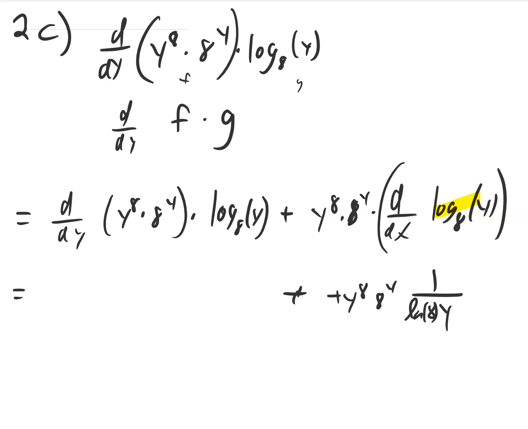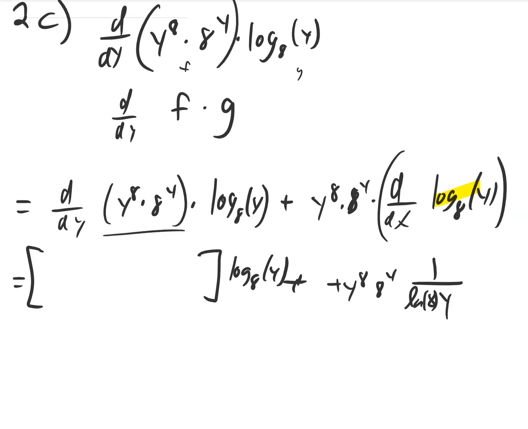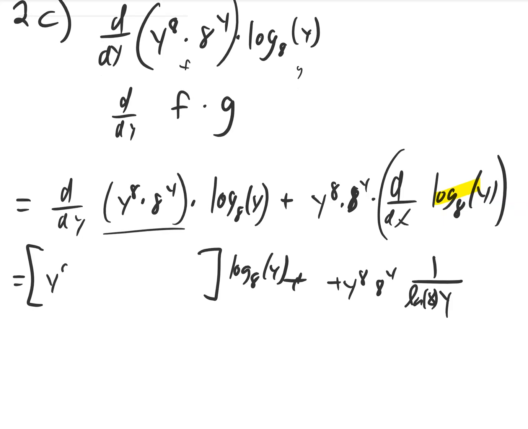All right, and then we have some stuff times log base 8 of y, and this is the last bit of work we have to do. We'll have to use the product rule again to take this derivative. So again, I'll write down what the product rule tells me. This will be y to the 8 prime, 8 to the y, plus y to the 8, 8 to the y prime. I hope you can read that.